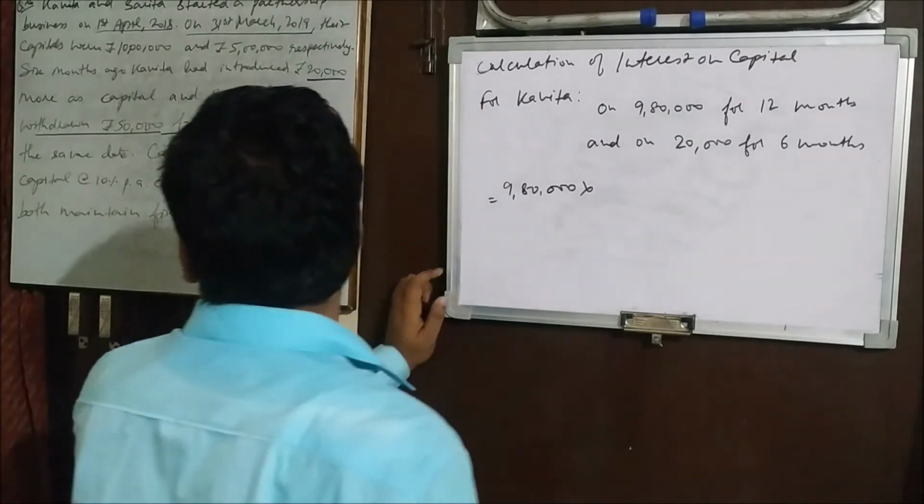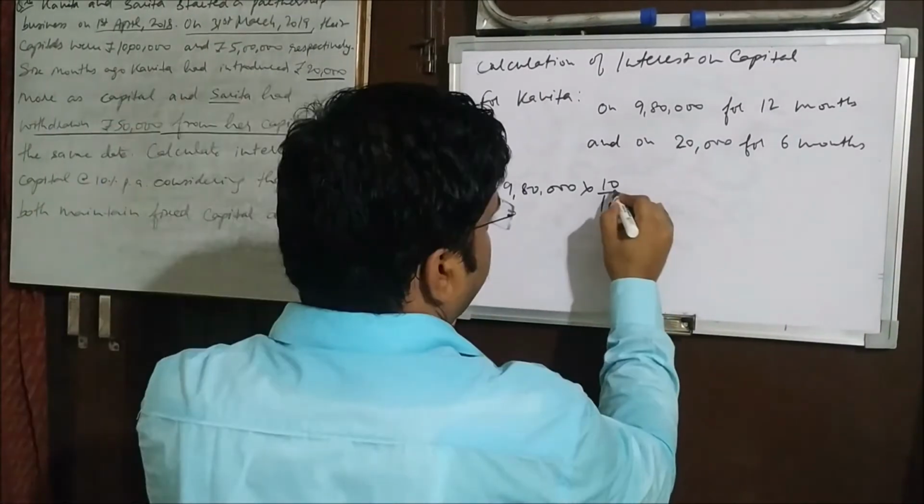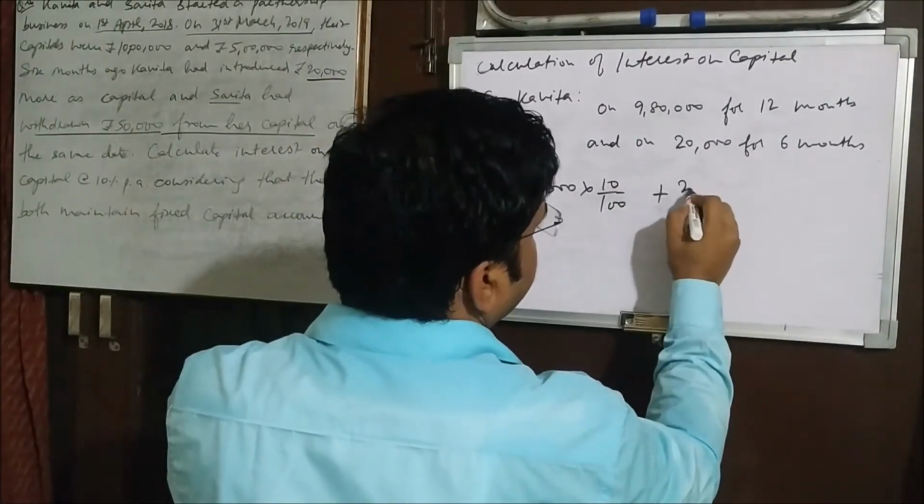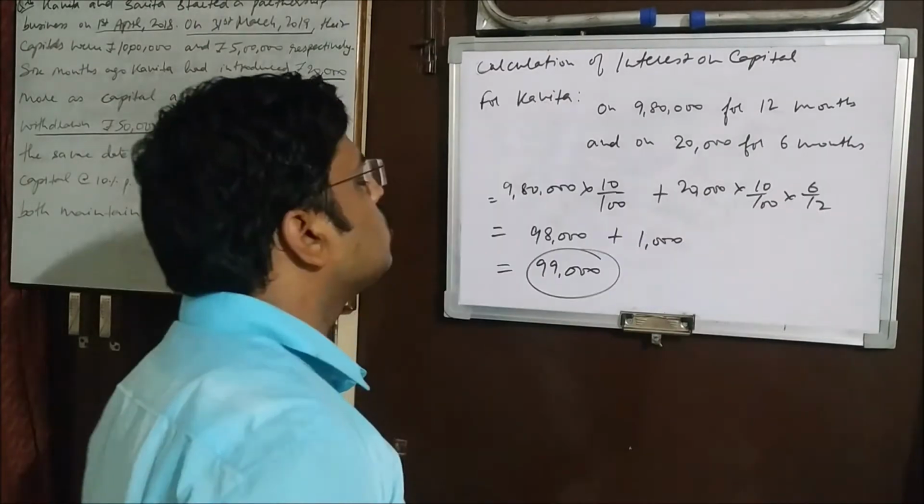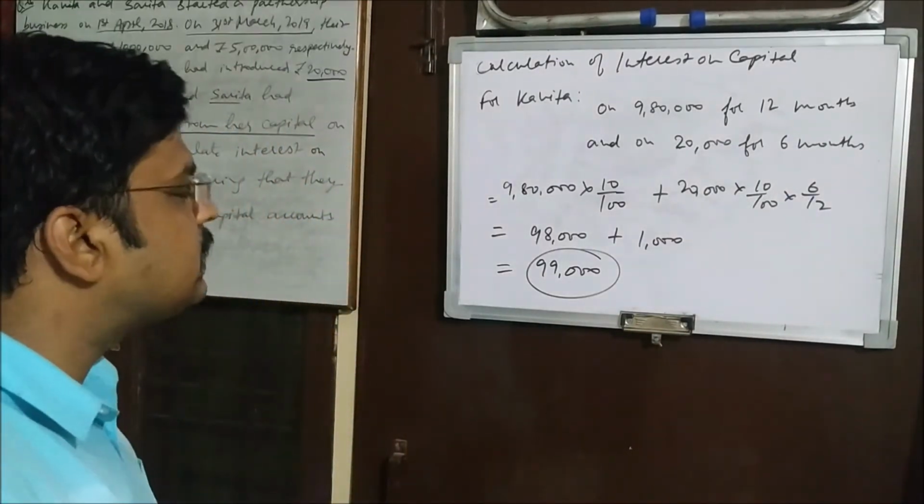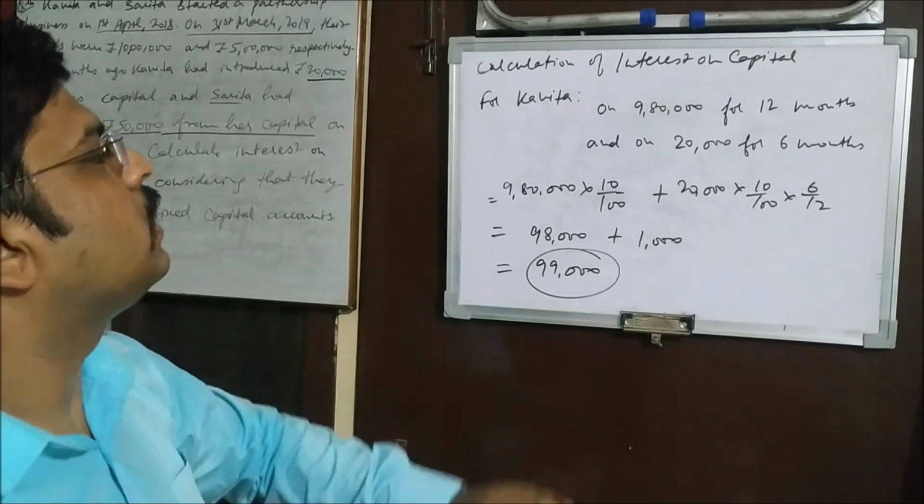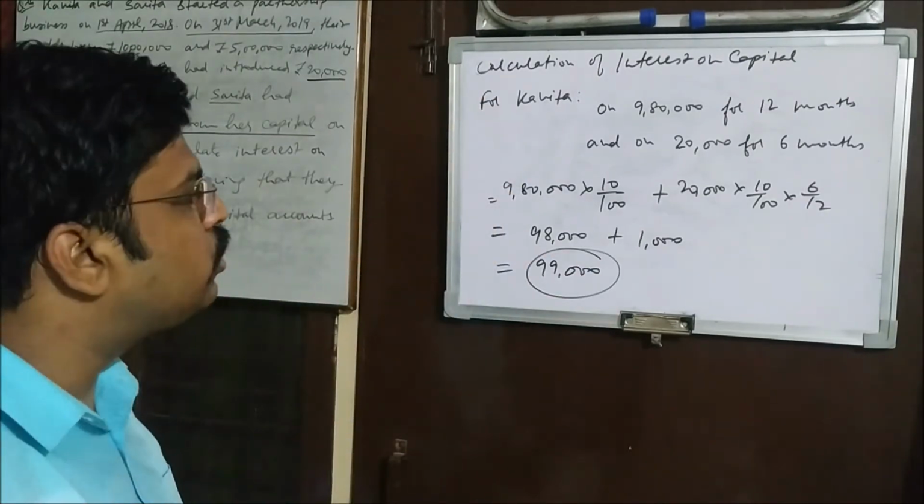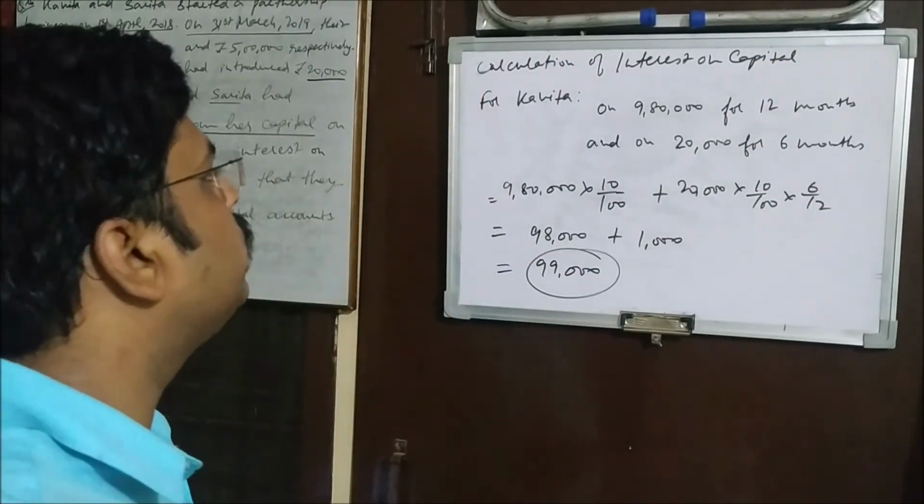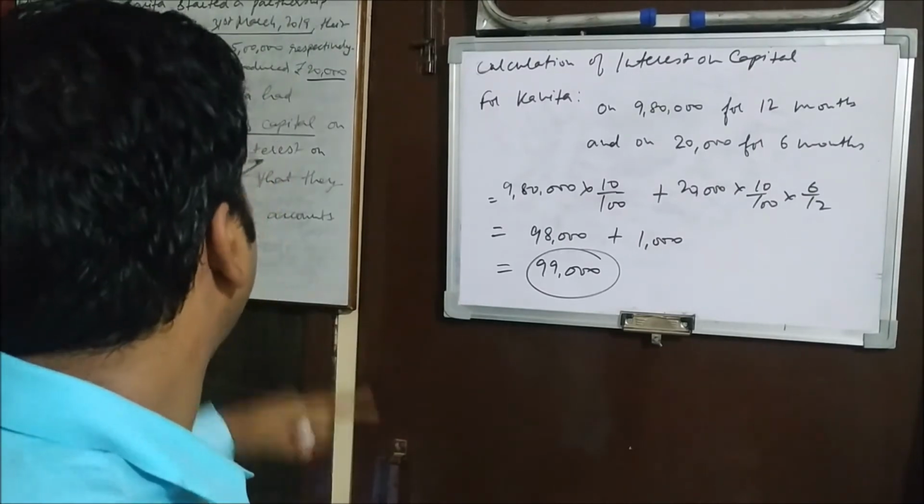Okay, what is the rate of interest? 10% per annum. That is for the complete year plus 20,000. So total 99,000 is the interest on capital for Kavita. Understood the case? Now let's calculate interest on capital for Sarita.